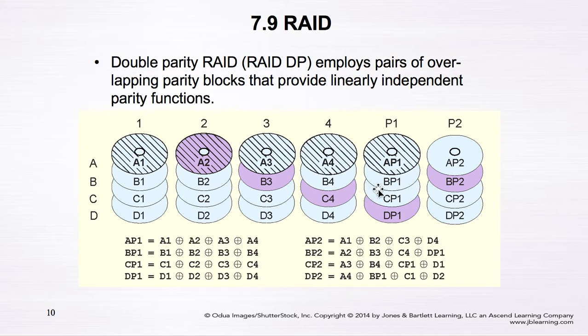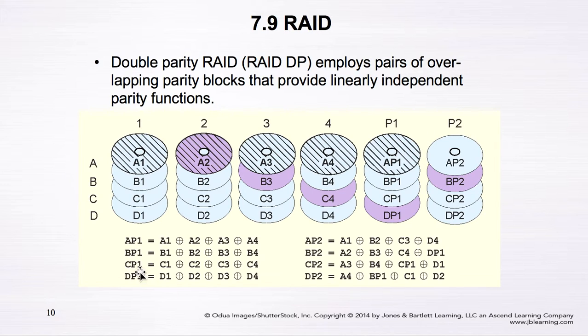Now we have the double, which means we have another way to compute the value, as a function of A1. So here we have AP2. Basically, AP2 equals AP1 computed XOR with B2, C3, and D4. So we obtain AP2. Then we compute BP1, which is linear in this way: a row XOR operation of the data on row B. And BP2 is going to be A2, B3, C4, and DP1. That's the way we compute the information of the parity disk.